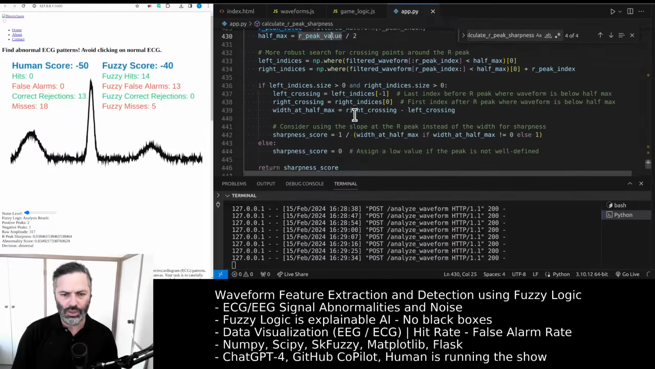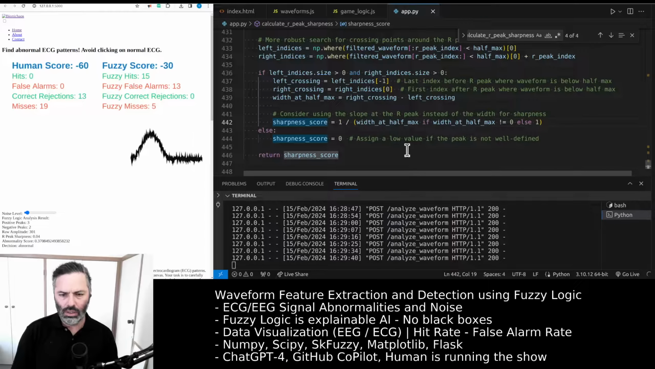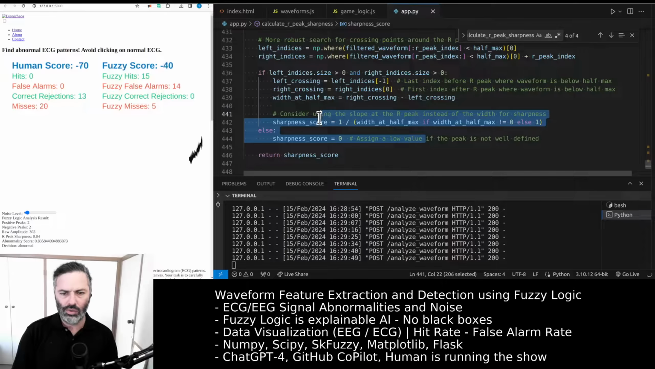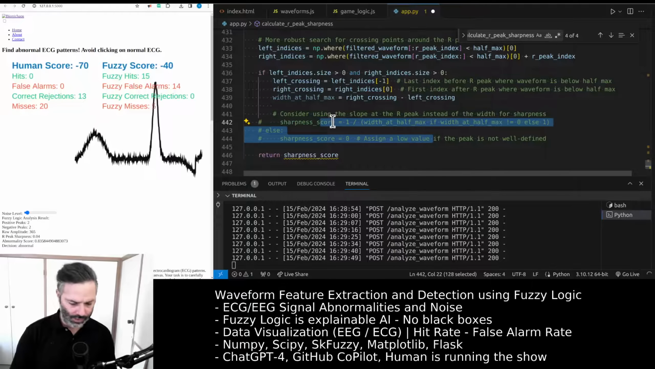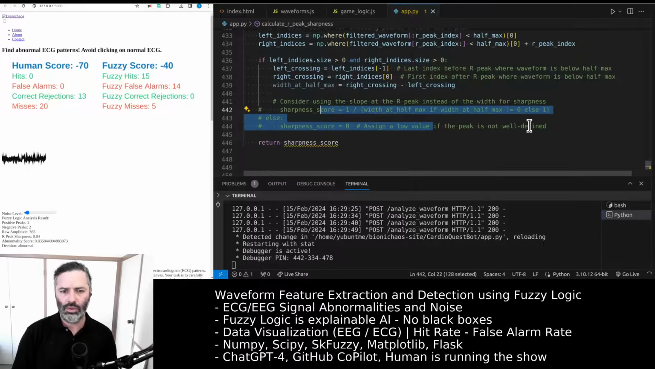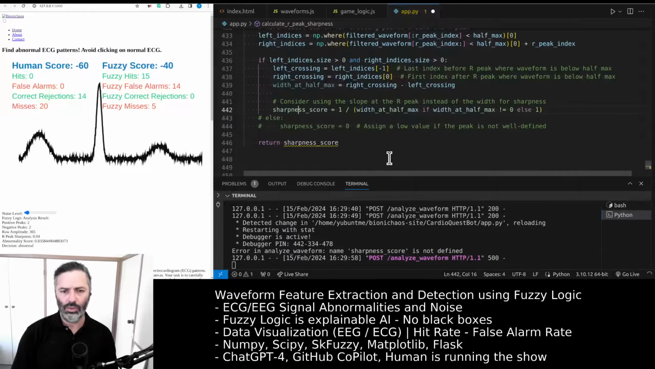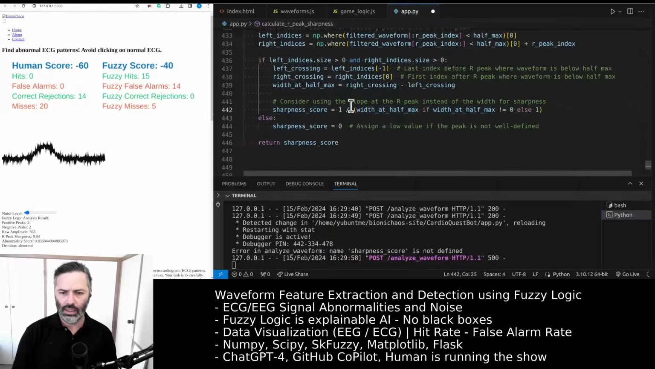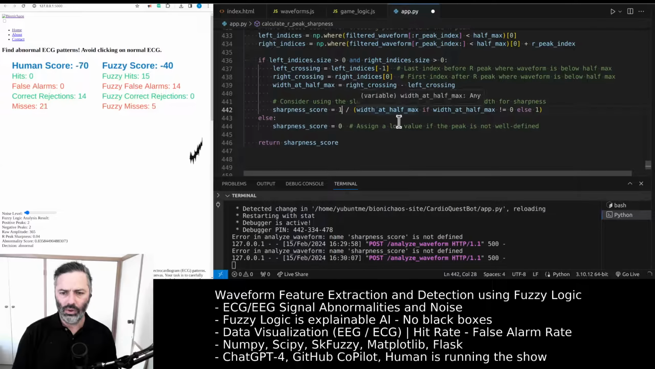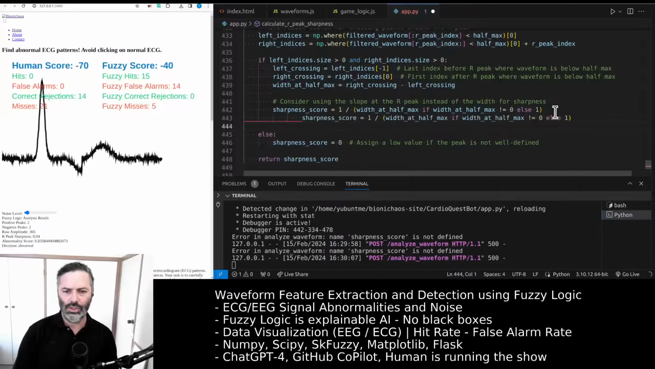Just that I'm pretty sure this, yeah, can we get rid of this too? Sharpness score. So we need that, don't we? Wait a sec. So not do the 1 over. Just do the width.